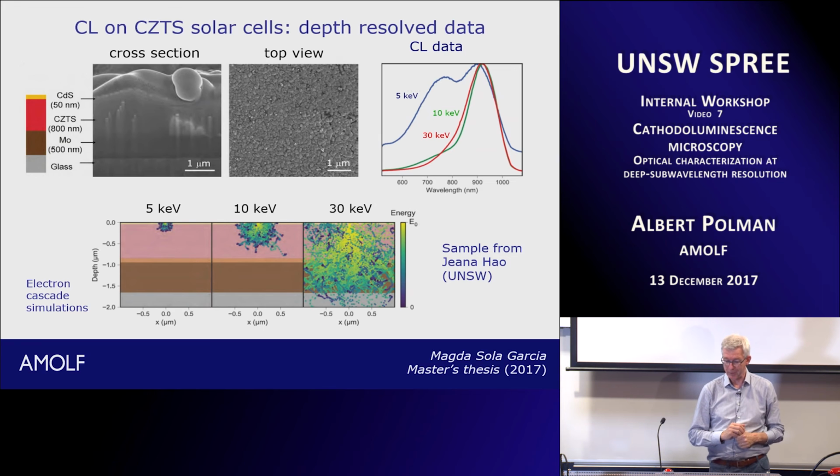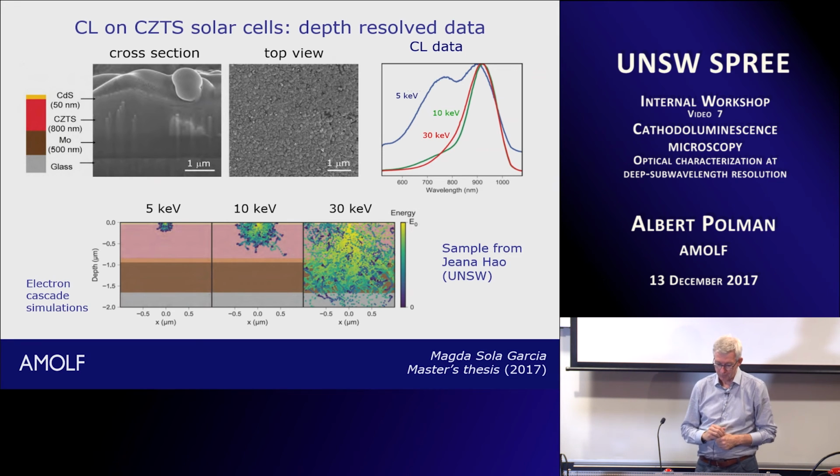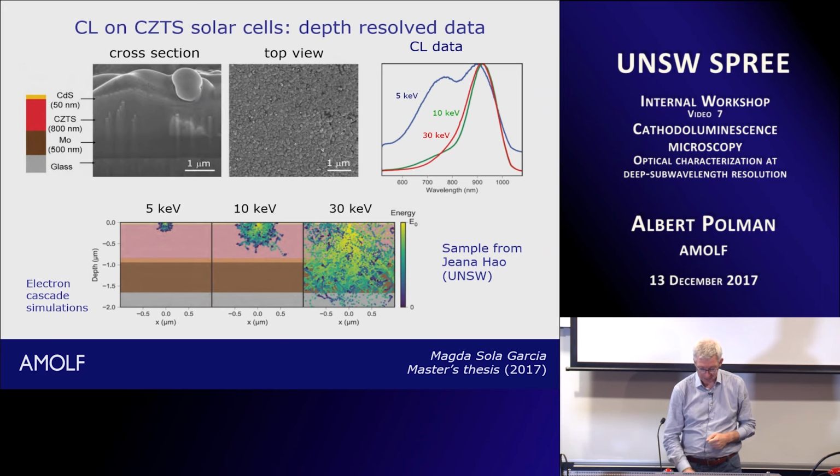This is a project we've done in the past year on a sample made in Gina's group, a CZTS sample on molybdenum with a small cadmium sulfide buffer layer at the surface, where we have a cross section here, and then we have also a top view, and I see a very grainy top view structure.